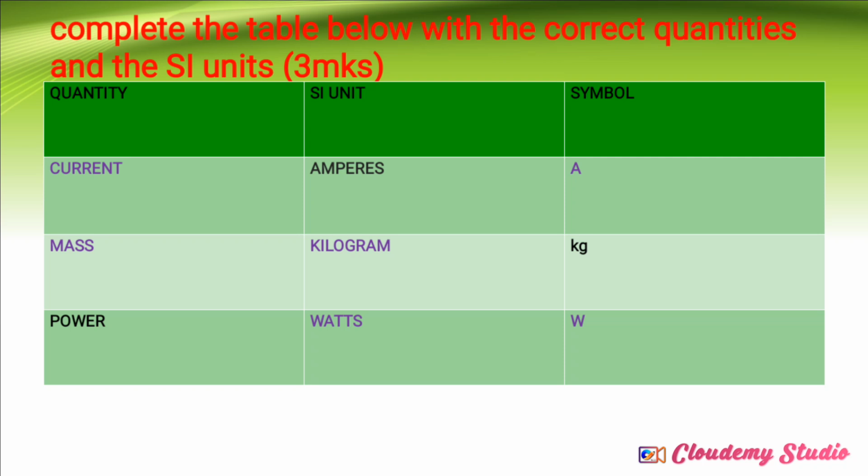There were some people writing amperes in French. I don't know the correct spelling. Then you have mass, kilogram, kg. Power is watts, capital W. There were people writing that power is measured in joules. Joules is energy. Energy is measured in joules, denoted by capital J. So this is just a question that recalls the previous introduction topic.